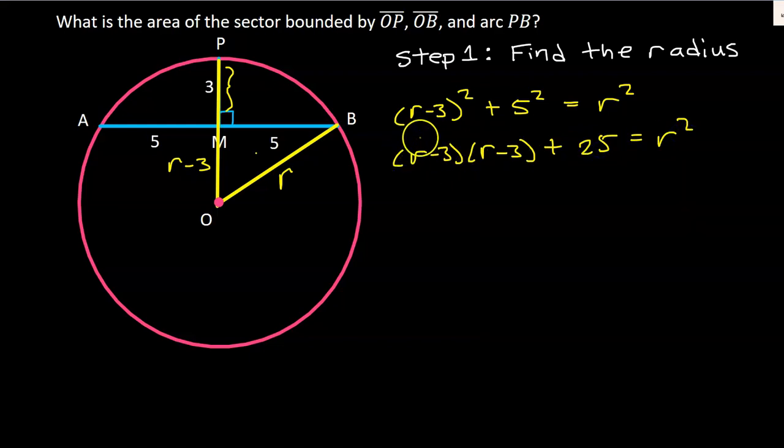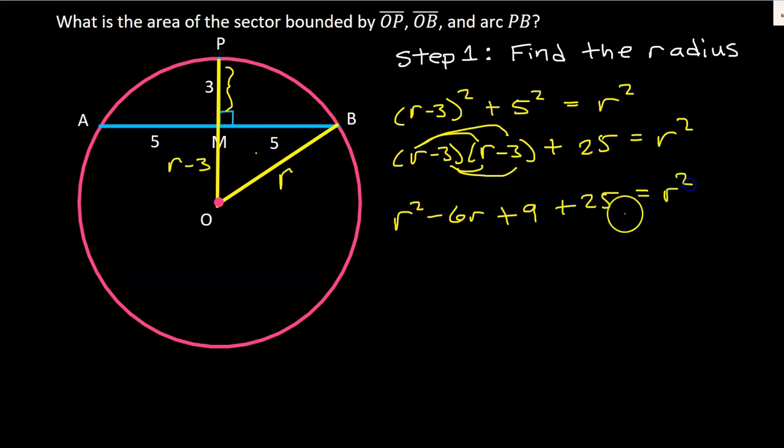If I multiply this out, doing a double distributive property, this is going to wind up being r squared minus 6r plus 9 plus 25 is equal to r squared. And this is going to be r squared minus 6r. I'm combining these like terms right here. That's 34 is equal to r squared.